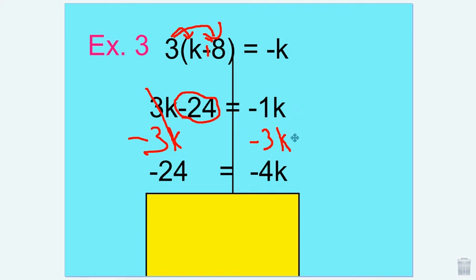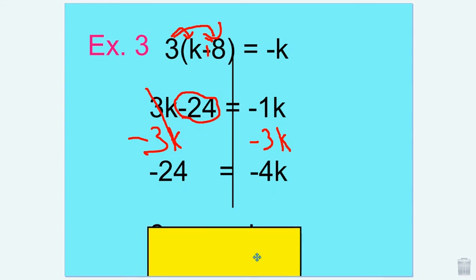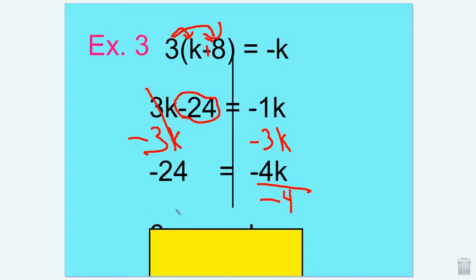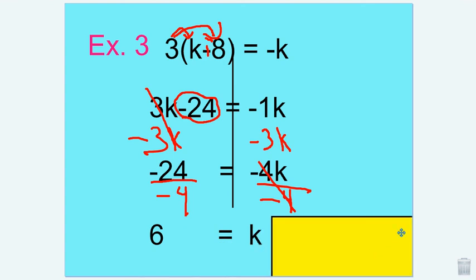If I draw it out, I have negative k, 3 negative k's, that's 4 negative k's. Divide by negative 4. Over here we have ninja 1, 1k. And on this side we have 6.